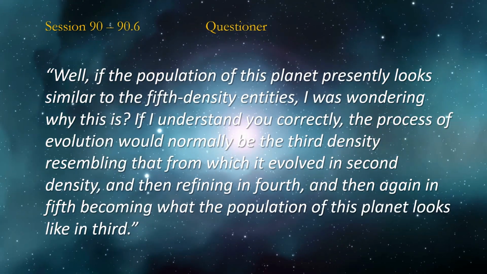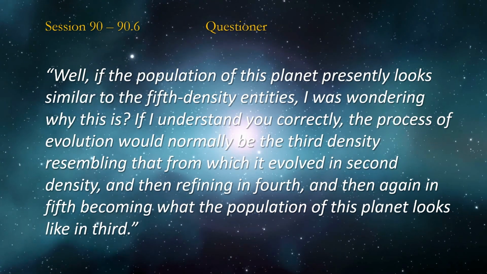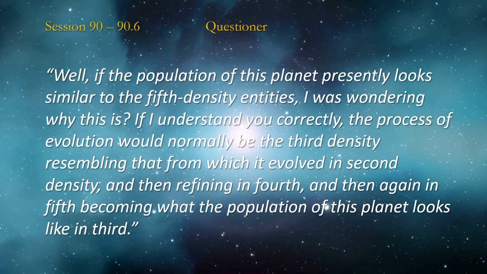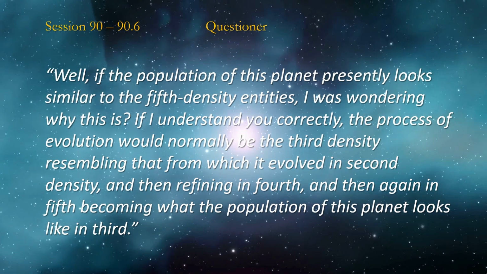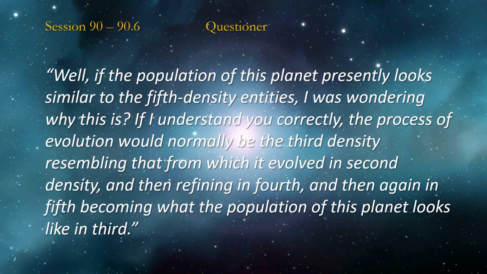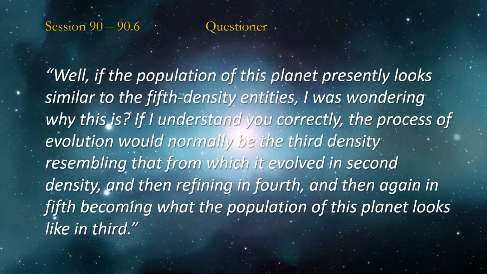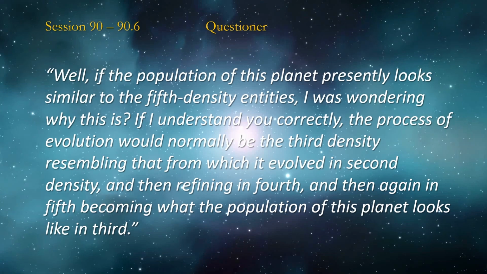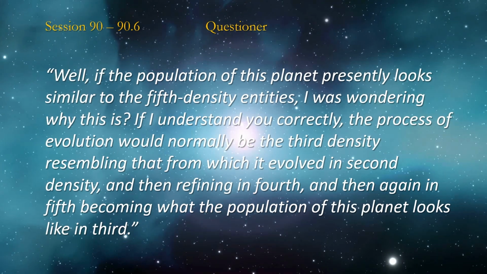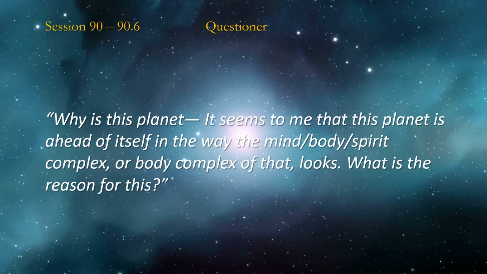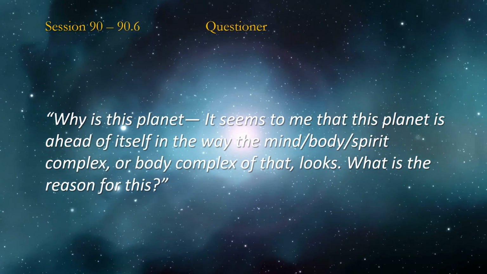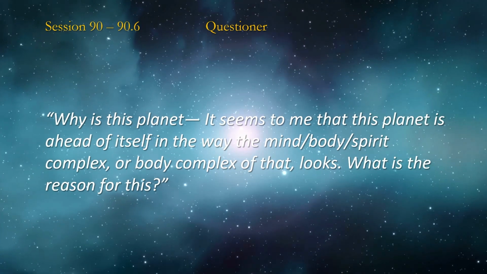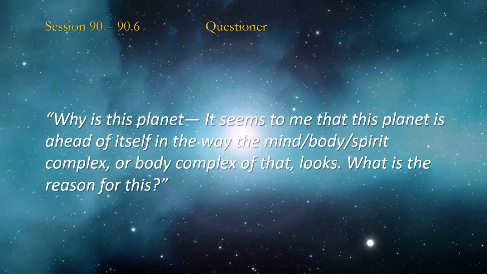Question 6, Don says, well, if the population of this planet presently looks similar to the fifth density entities, I was wondering why this is. If I understand you correctly, the process of evolution would normally be the third density, resembling that from which it evolved in second density, and then refining in fourth, and then again in fifth, becoming what the population of this planet looks like in third. So Don is a little bit lost here, but he finishes and says, it seems to me that this planet is ahead of itself in the way the mind-body-spirit complex or body complex looks. What is the reason for this?